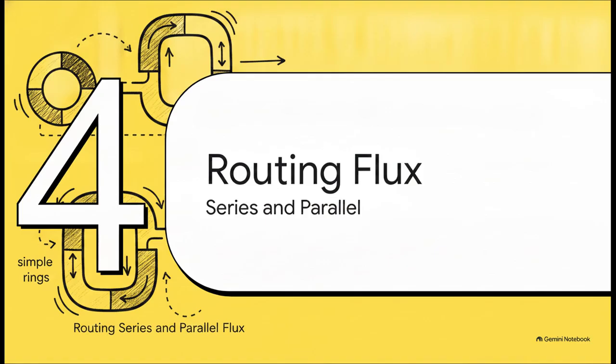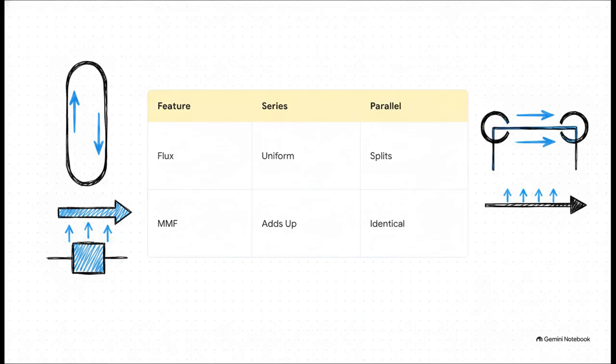Let's look at Section 4, routing series and parallel flux. Now, because real-world applications aren't usually just simple rings, our invisible plumbing can get a little complicated. When it does, we have to route it either in series or in parallel. In a series magnetic circuit, the flux is perfectly uniform. It's the exact same flow moving through every single part of the loop. But in a parallel circuit, the core actually splits, and the total flux divides among those parallel paths. Conversely, the MMF, our pumping force, adds up across every section in a series circuit, but it stays exactly identical across all parallel branches.